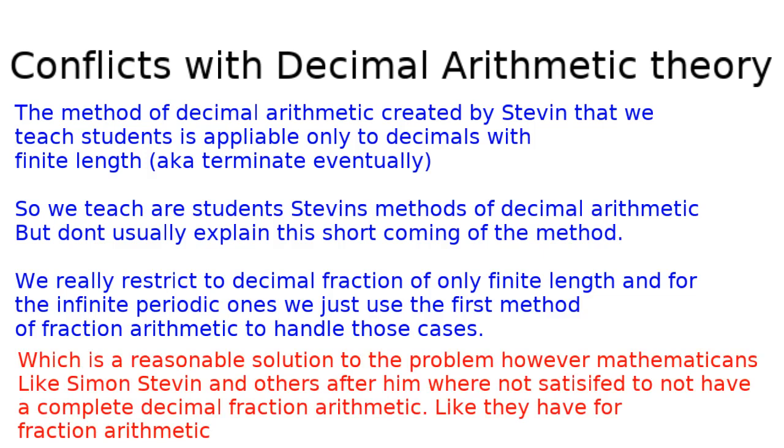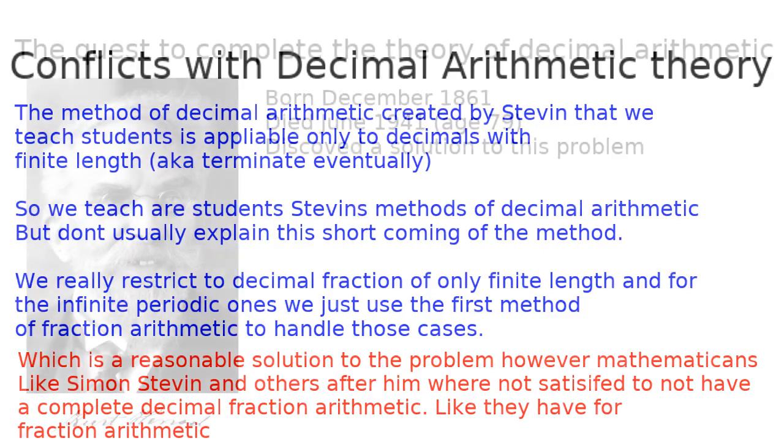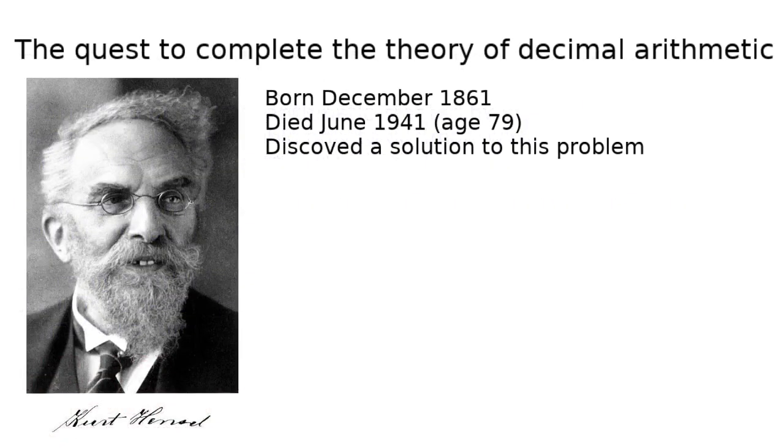As you know, with more math, it took a long time before we had this problem hashed out. But the solution was always to convert over to fractions. As we tell our students in elementary, middle school, and even high school and above, we have no problem just converting the decimal expansion to a fraction form and then solving the problem. That's a totally valid way to go. But mathematicians like a complete theory. So the quest to complete the theory of decimal arithmetic, what happened with this guy.